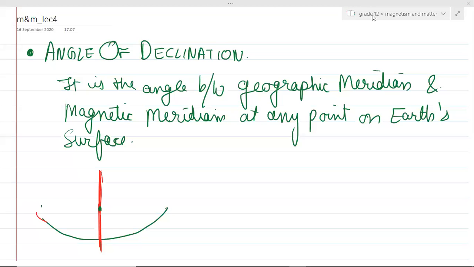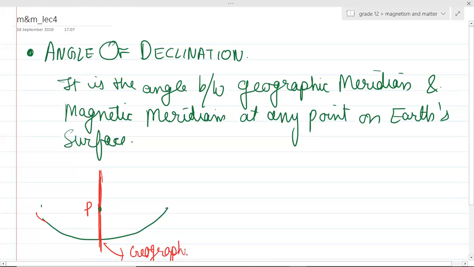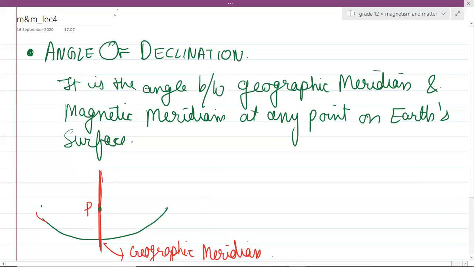So angle of declination is basically the angle between the geographic meridian and the magnetic meridian at any point on the Earth's surface. Suppose this is the point P, where you need to find the angle of declination, and this is the geographic meridian. Which poles will be lying on the geographic meridian? The true North Geographic Pole and the true South Pole, right?